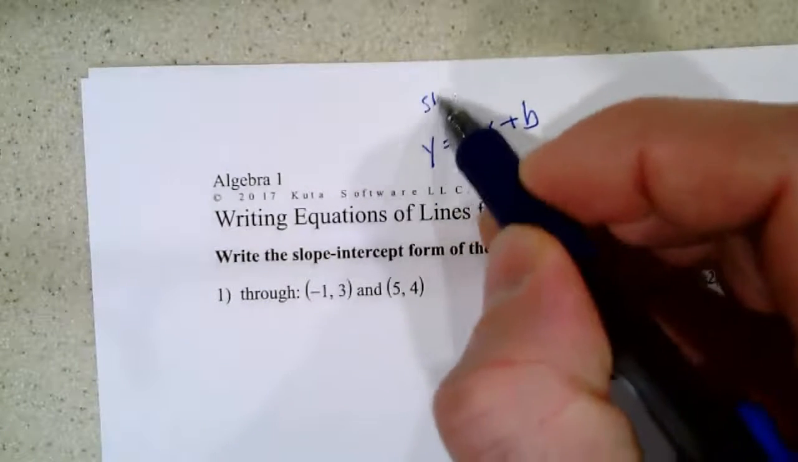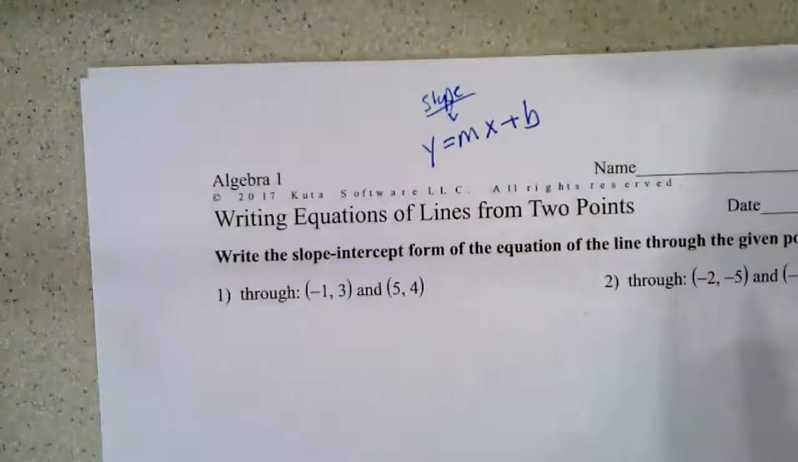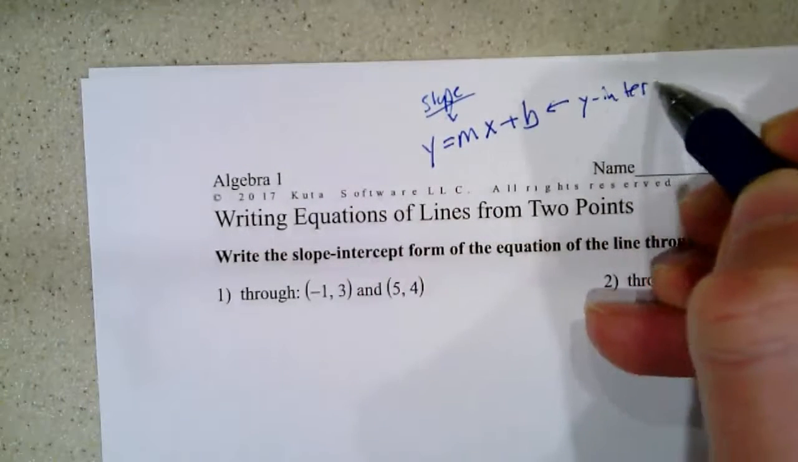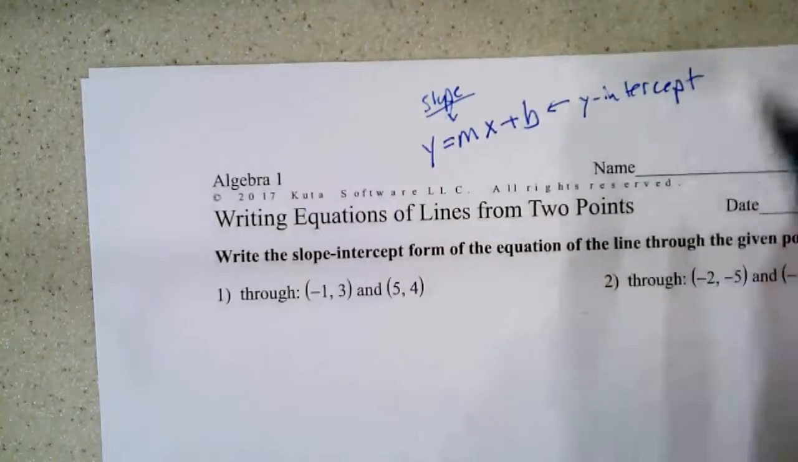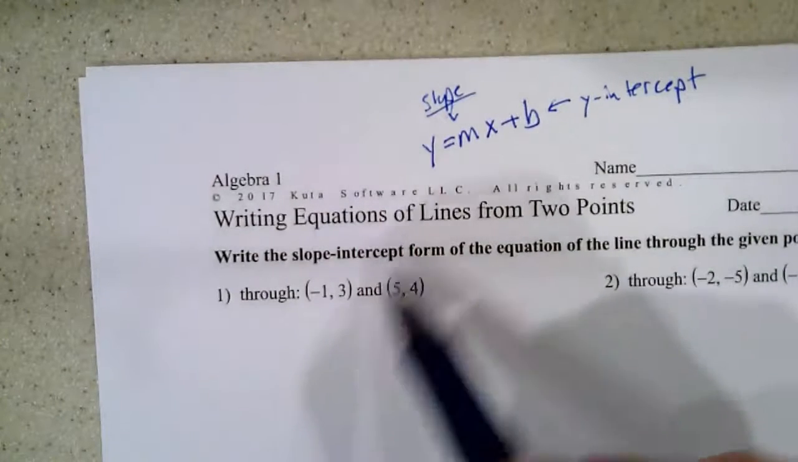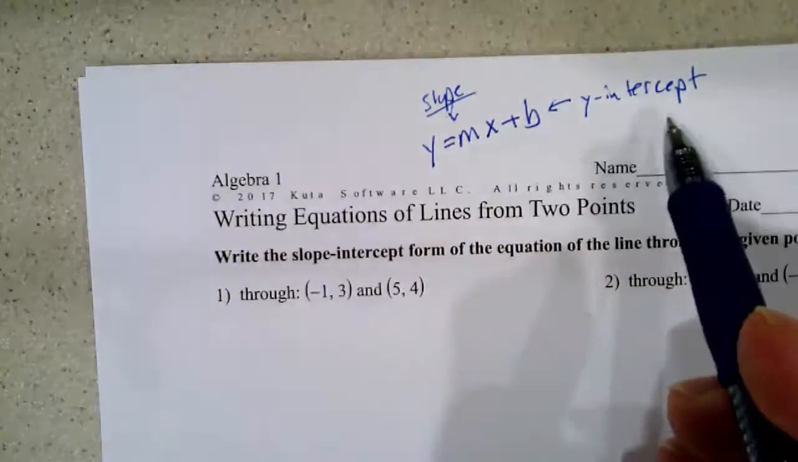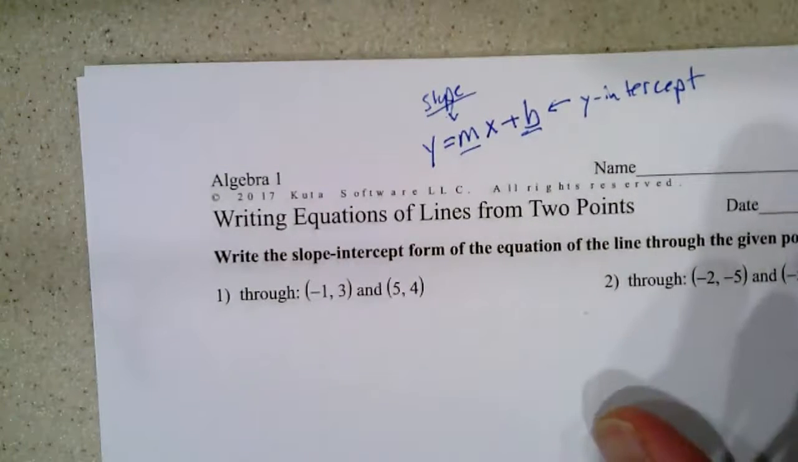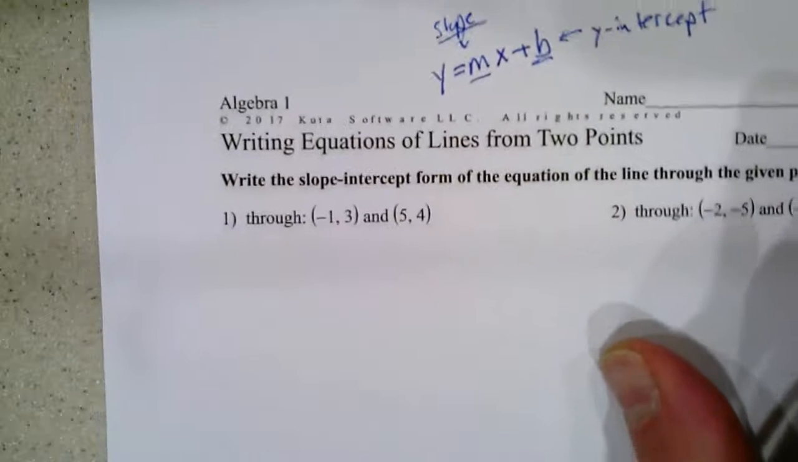Remember, m is the slope and b is the y-intercept. So from these 2 points we have to figure out what's the slope, what's the y-intercept, and then we just plug them in for m and b in our equation. Well, let's start with slope.